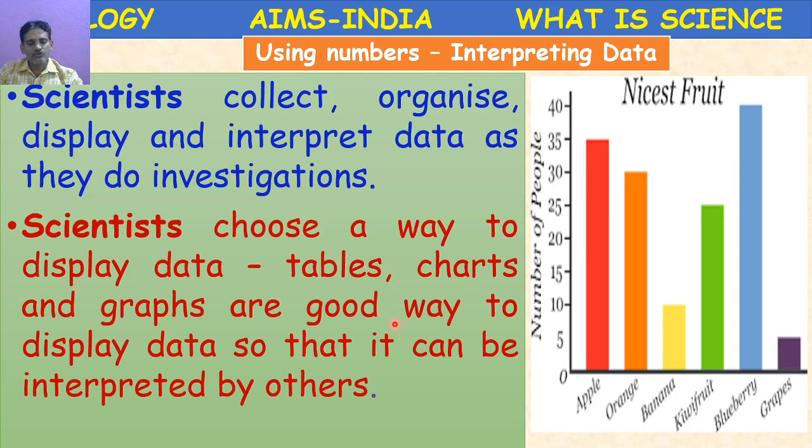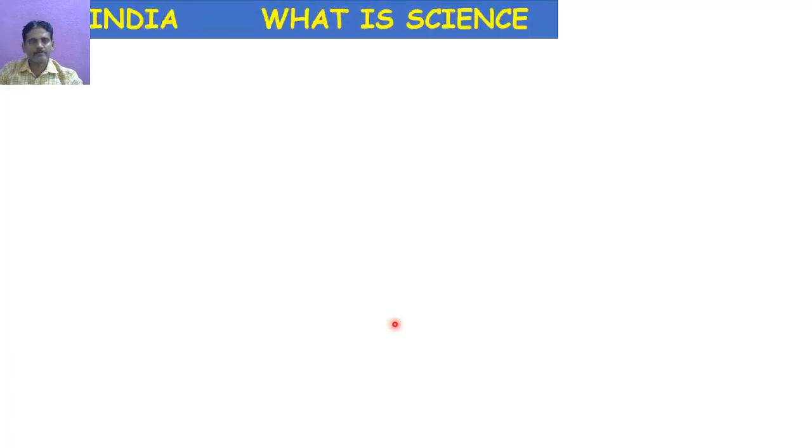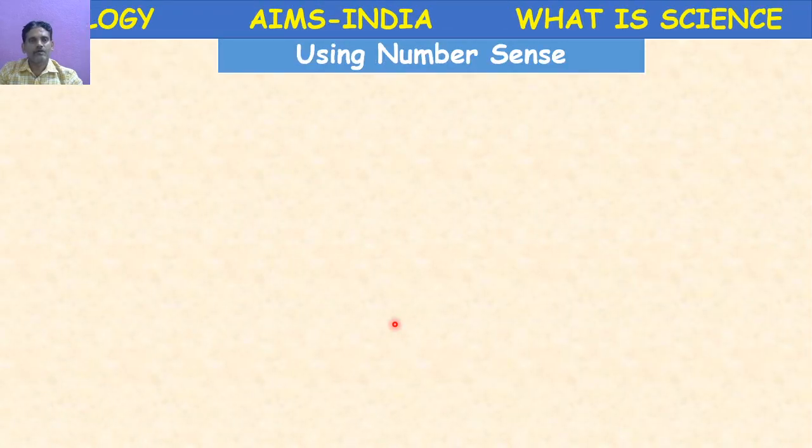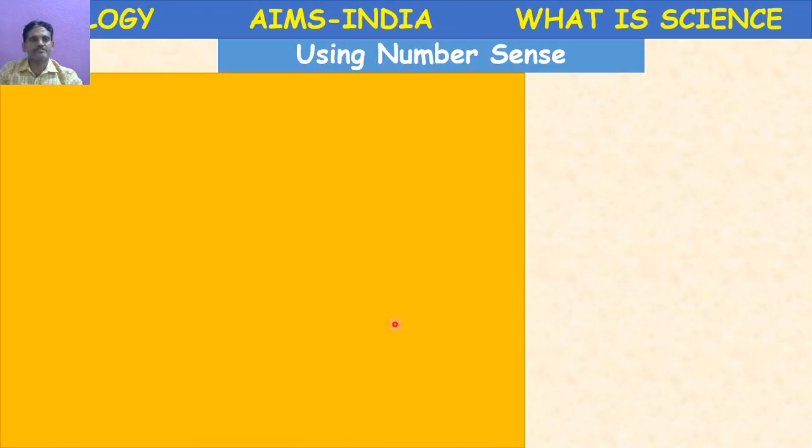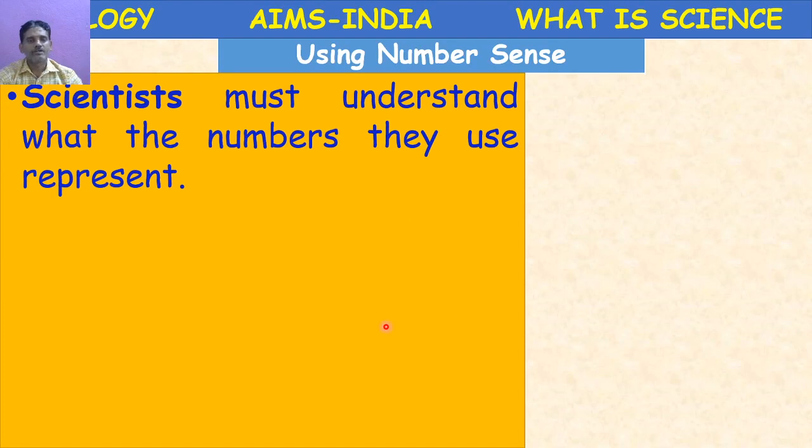Next method, using number sense. Scientists must understand what the numbers they use represent. Definitely, you must understand what the numbers you have used represent.